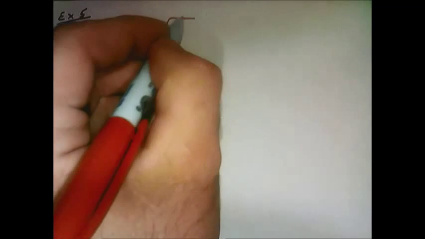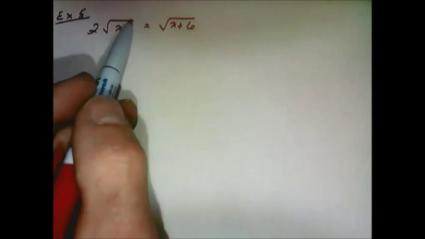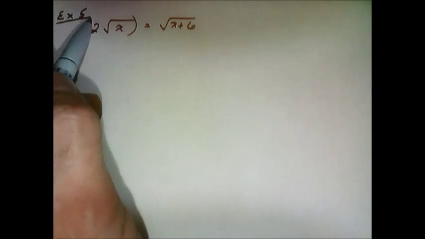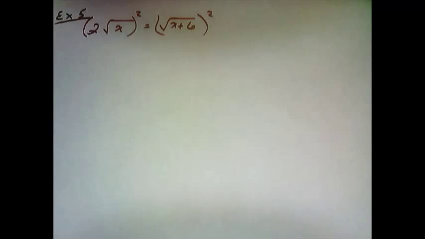In example 5, let's say we take 2 times the square root of x equal to the square root of x plus 6. Now notice we have a radical on both sides, but we also have a whole number out here to work with. Well, there's really nothing we can do except get rid of these square roots. So we're going to go ahead and square both of our terms.